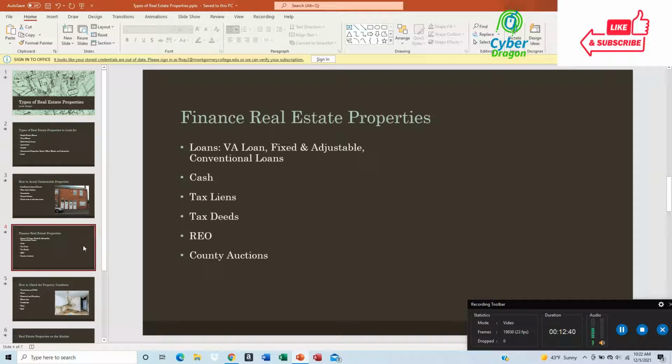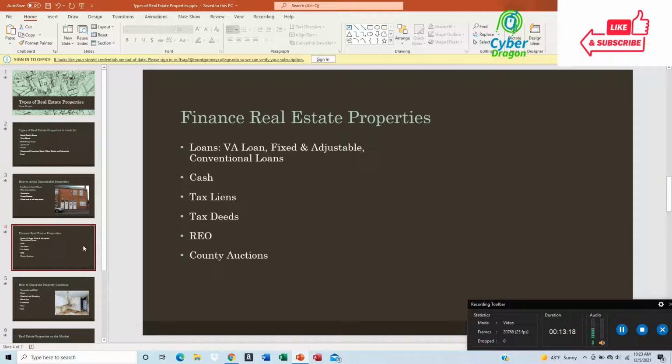Okay, how to finance real estate property. You can do regular FHA, which I discussed previously, fixed and adjustable, conventional loans, cash, tax lien, tax deeds, REO, county auctions. So let's go with conventional loans. Conventional loans are either private or public. Private means there's no federal government backing, while a government conventional loan is backed up by the government in case something happens.